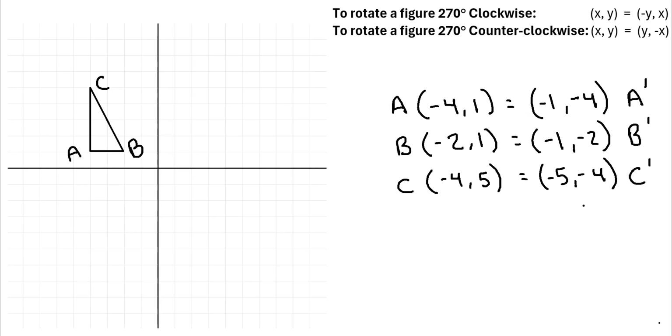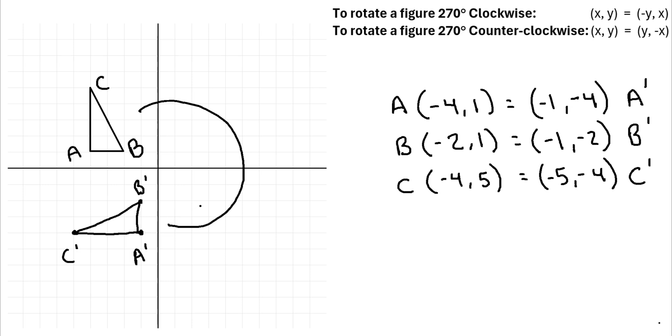So if we plot these new points, let's see what that would look like. A prime is -1, -4. So that's right here. So let's label this A prime. Our B prime is -1, -2, so that's right here. Call that B prime. And then C prime is -5, -4, so that's right here. So we'll call this C prime. So here is what our triangle looks like after rotating it 270 degrees clockwise around the origin.